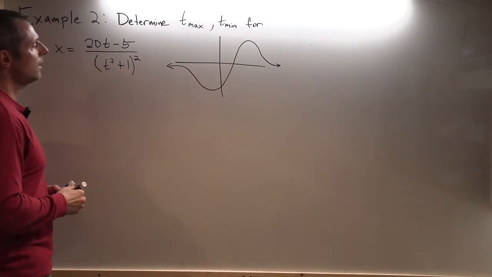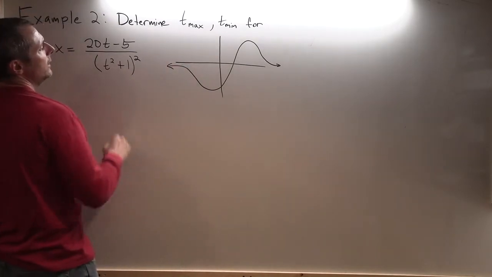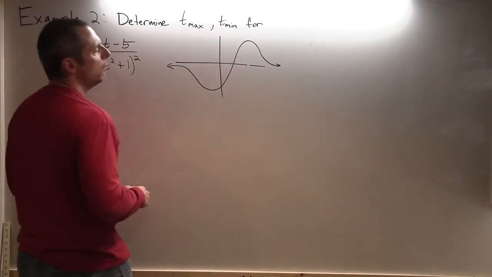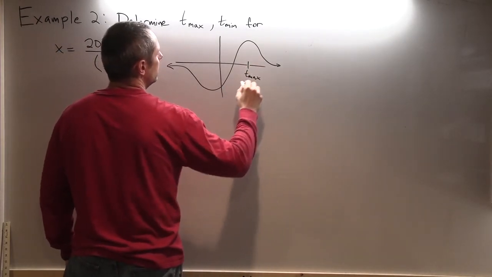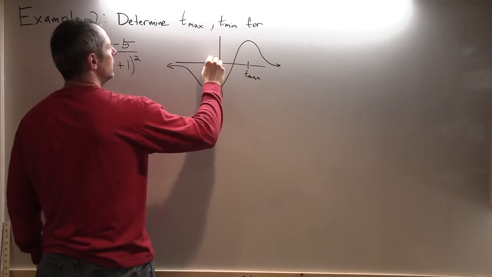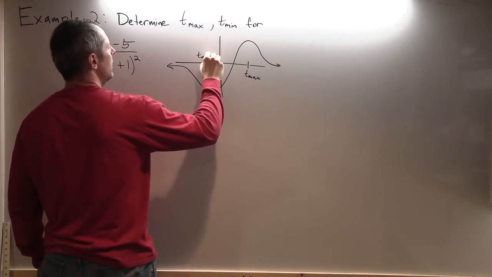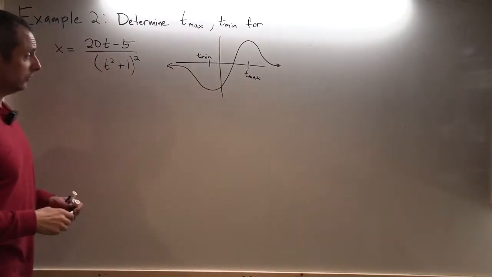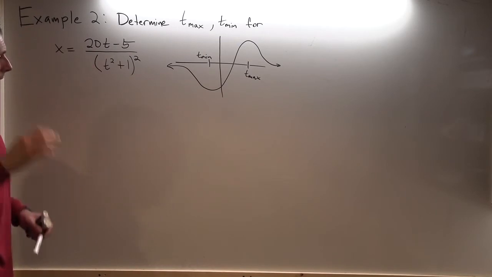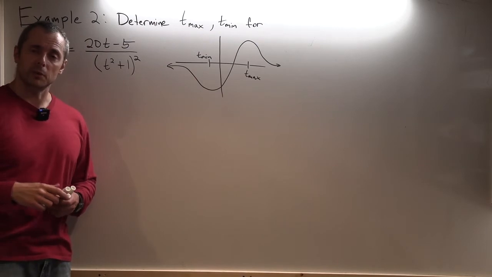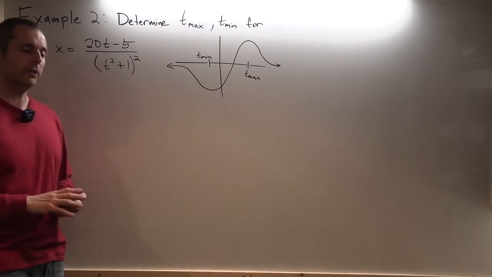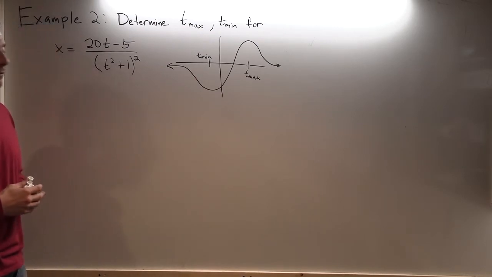So what I'm talking about for t max is right here, the moment that this function reaches its maximum value, and this would be t min, the moment at which it reaches its minimum value. Now this basically utilizes some of the concepts we learned yesterday about the relationship of derivatives to graphs.